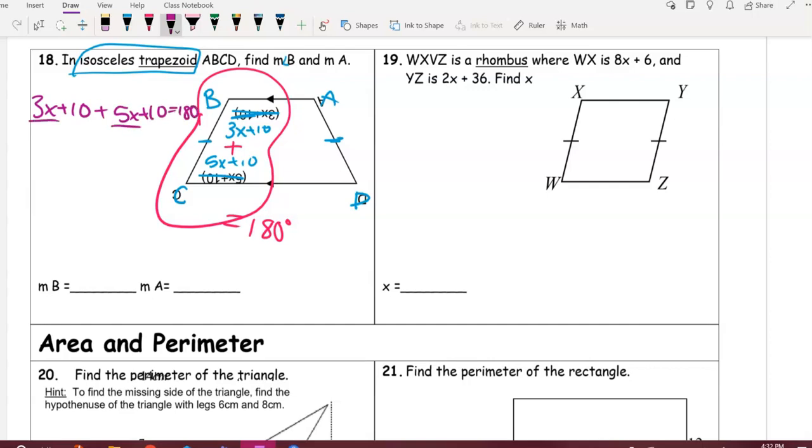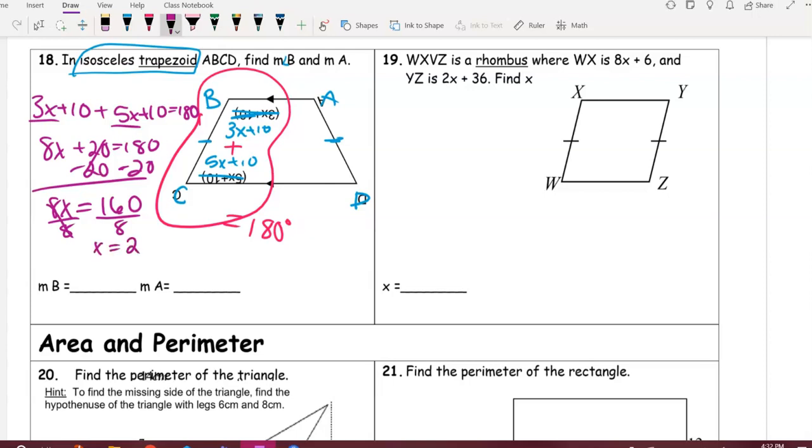3x and 5x, 5, 6, 7, 8. 10 and 10 is 20. Then we're going to subtract the 20. We have 8x equals 160. We can divide both sides by 8 to solve for x, and x equals 20.